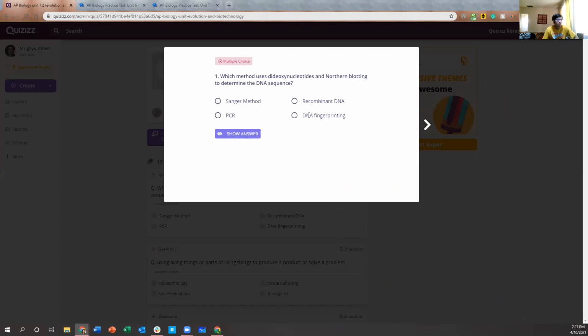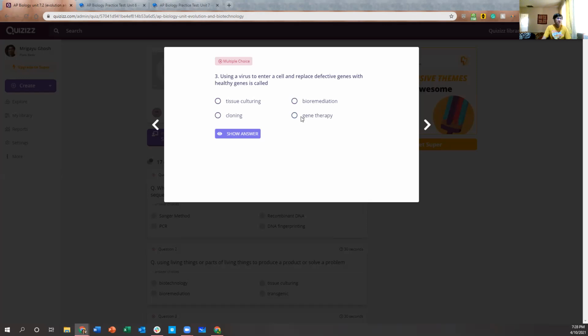So none of these are involved with these three that we know, so it must be the Sanger method. I don't know what the Sanger method is, but we don't need to know that, so let's skip that. Using living things or parts of living things to produce a product or solve a problem: biotechnology, I think that's just a general definition. Using a virus to enter a cell and replace defective genes with healthy genes. It's probably bioremediation. No, it's gene therapy. Okay, I didn't know that.